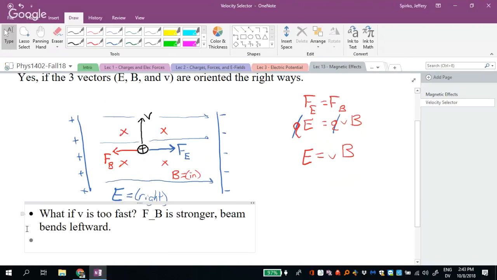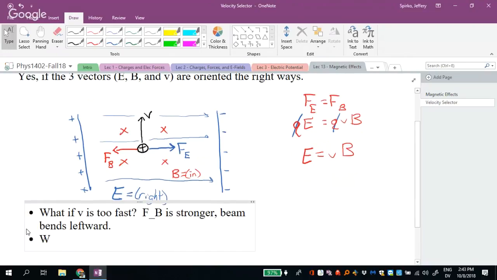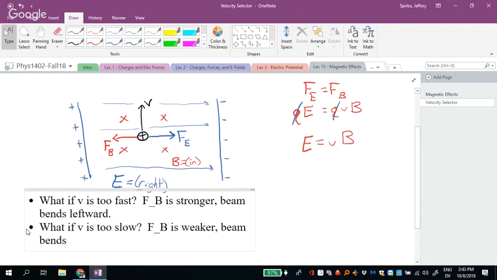And the same argument applies if the velocity is too slow. Then the magnetic force would get weaker, and the electric force would win, and the beam would bend to the right. So it's only for the particles that have just the right V that they feel zero force, and they go straight through.